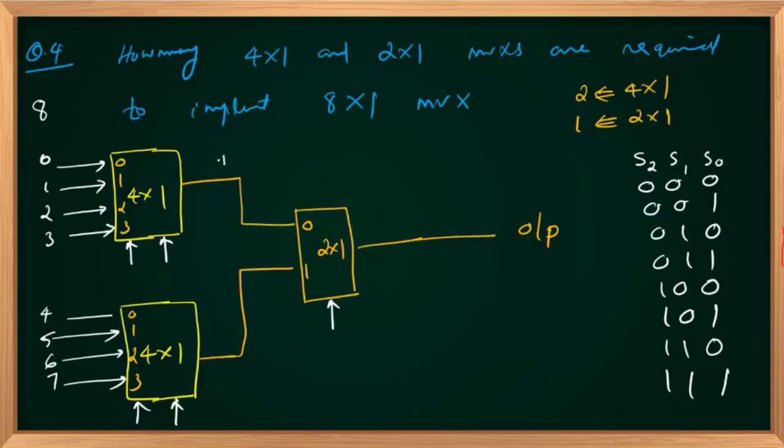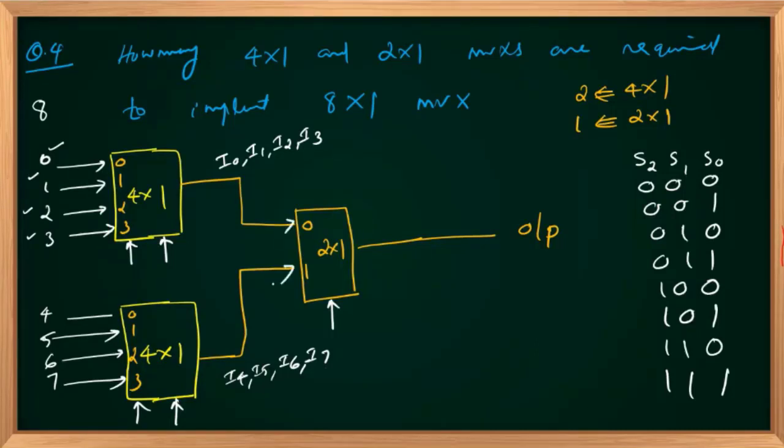And the upper mux will produce either I0, I1, I2 or I3. Right? I0, I1, I2 or I3. That is obvious. The lower one in the first level will produce I4, I5, I6 and I7. It will produce any one from I4 to I7.